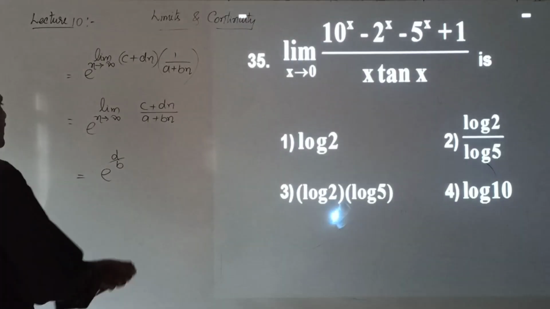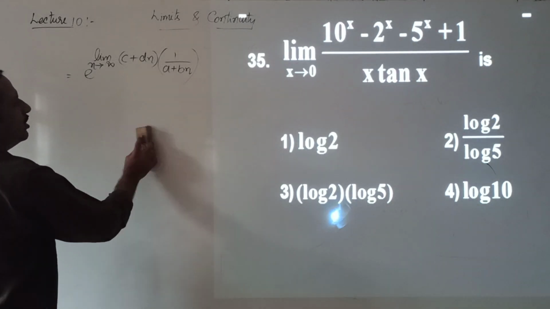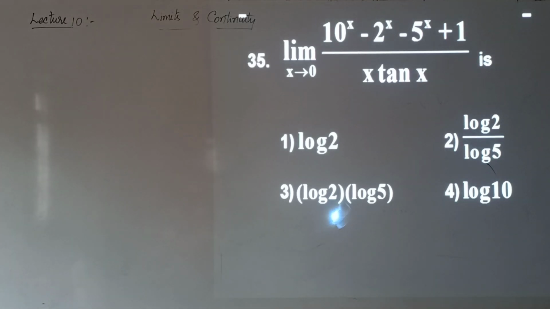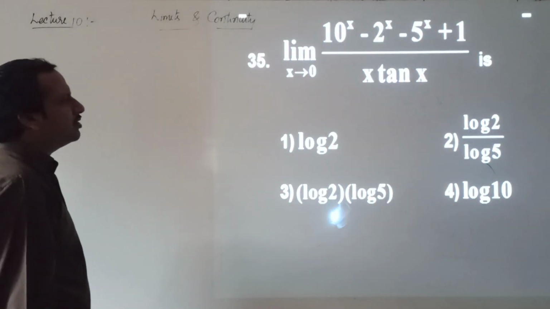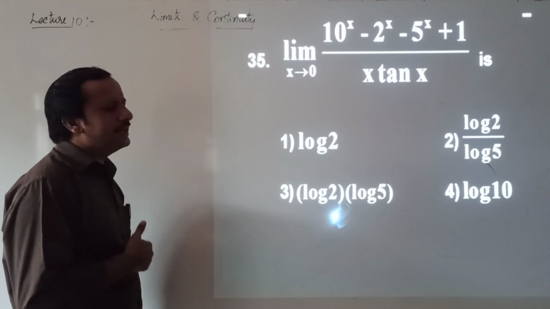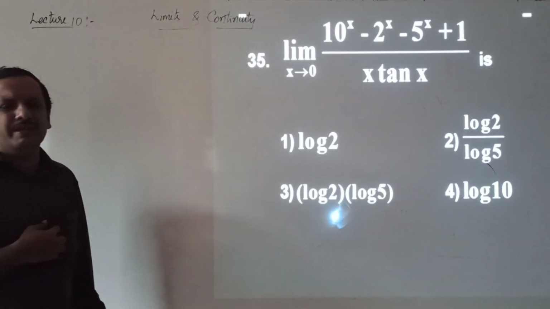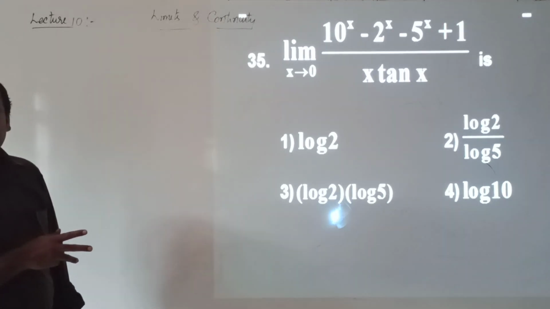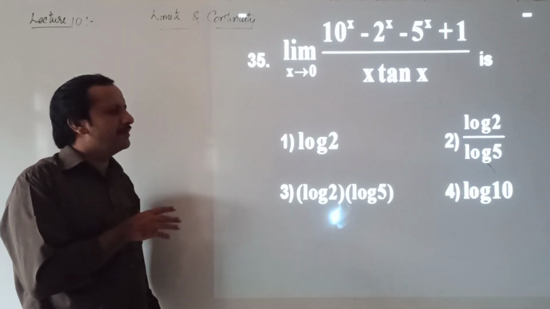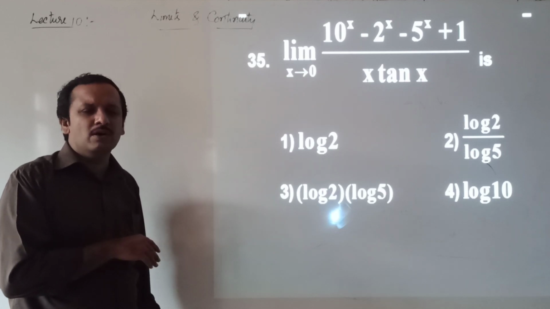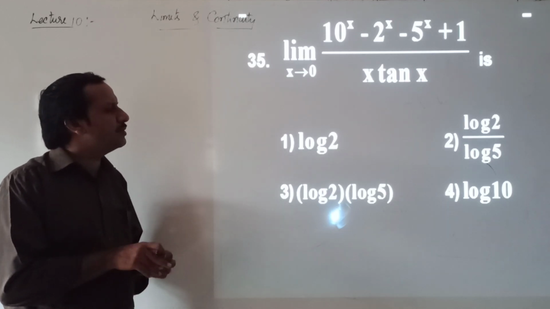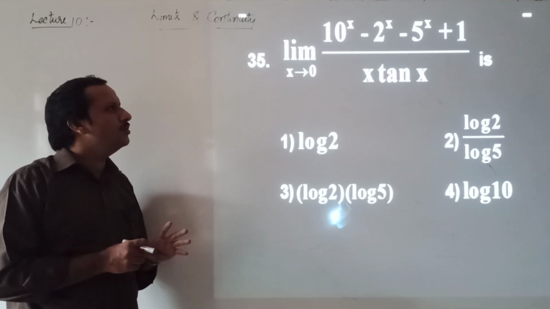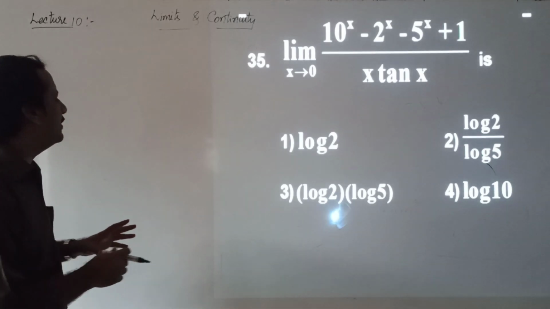35th question. Limit x tends to 0, (10^x - 2^x - 5^x + 1) divided by x into tan x. If I directly apply the limit, I am going to get 10 power 0, that is 1, minus 2 power 0 is 1, 1 minus 1 gets cancelled, minus 5 power 0, that is 1, plus 1. There also everything gets cancelled. The denominator is also 0 into 0. 0 by 0, we can use L'Hopital's rule, but for x into tan x we again have to use the product rule. So let us think of something else.